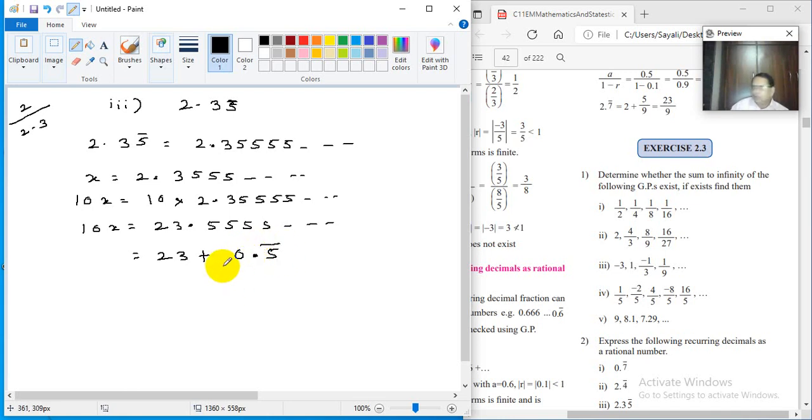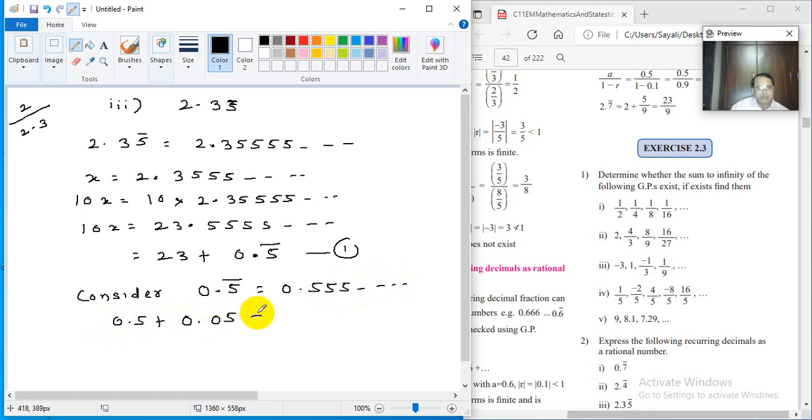Okay, now I will calculate this value and substitute here. So suppose this is 1. Now consider 0.5 bar. This is equal to 0.5 5 5 and so on. So that means it is 0.5 plus 0.05 plus 0.005 plus and so on. That means this is 5 upon 10 plus 5 upon 100, that is 5 upon 10 squared plus 5 upon 10 cube, plus and so on.